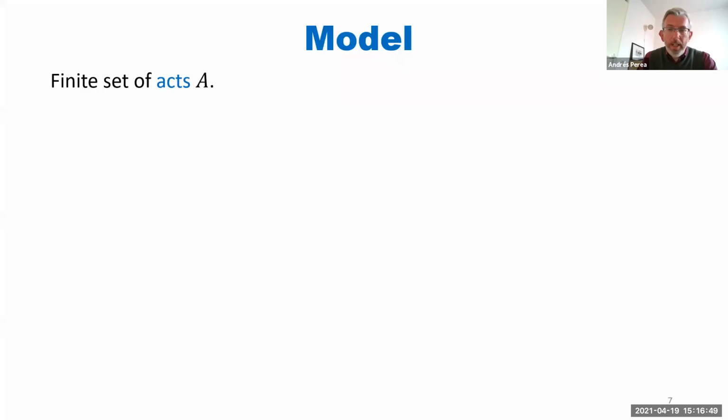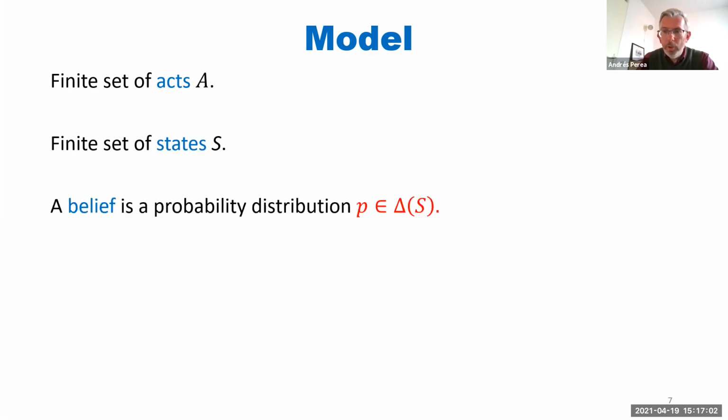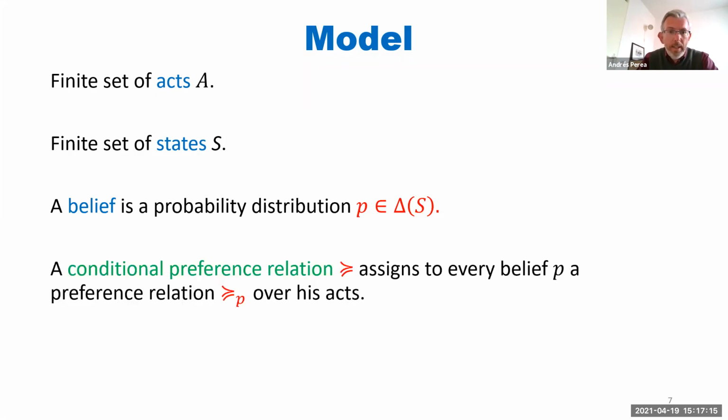Okay, the model. So what are the basic ingredients of our model? We start from a finite set of acts that I call A, and there is a finite set of states that I call S. What is a belief? Well, I talk about probabilistic belief. So a belief would just be a probability distribution p on the set of states S. By Δ, I just mean the set of probability distributions on a finite set. And the conditional preference relation, that's actually the main ingredient of my model. It's a mapping that assigns to every belief a preference relation over your acts. So for every belief that you could possibly have, there is a preference relation over your possible choices, or your possible acts.